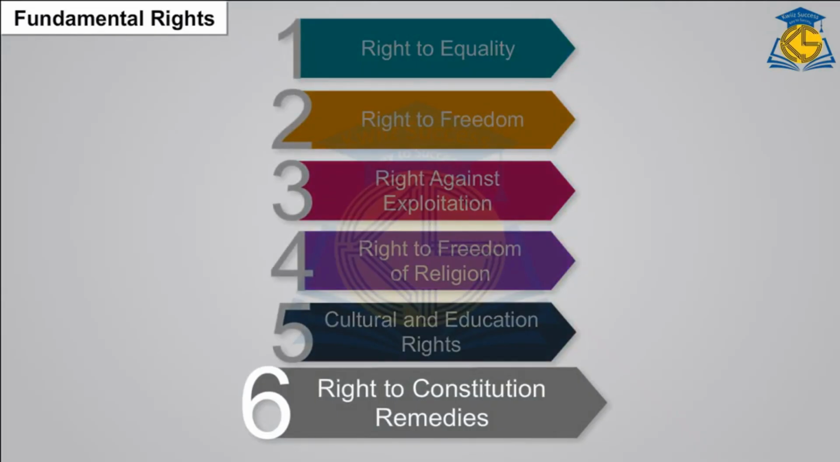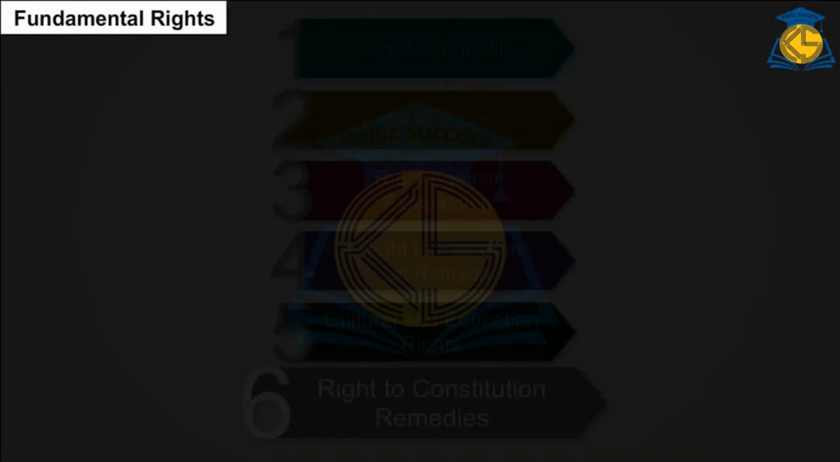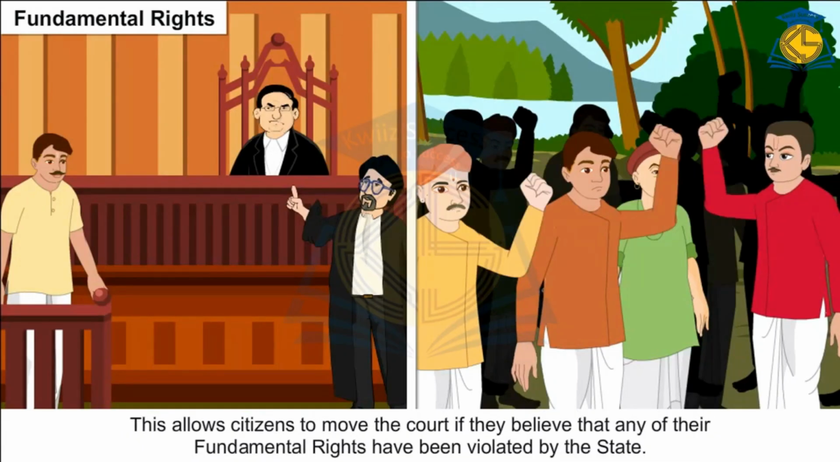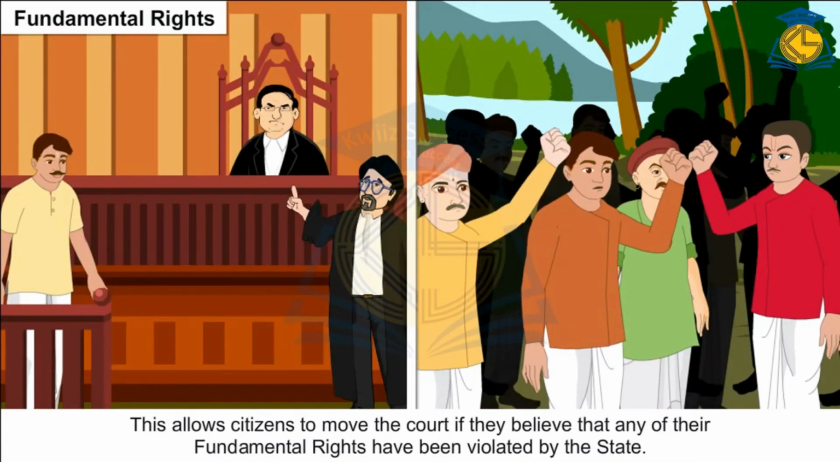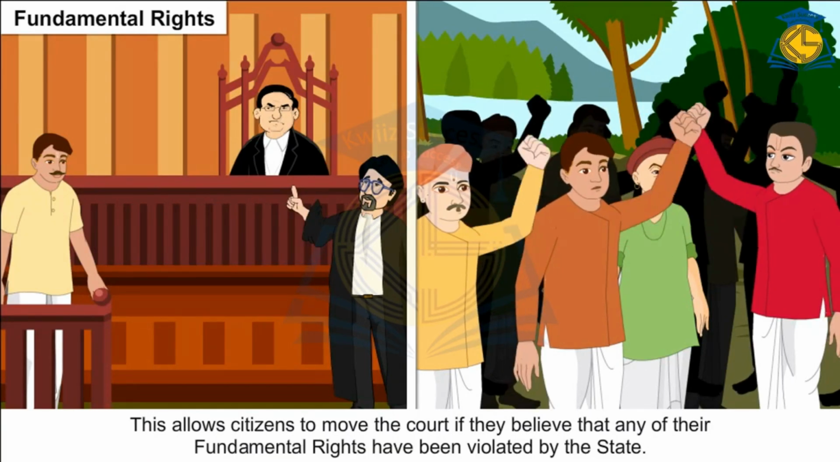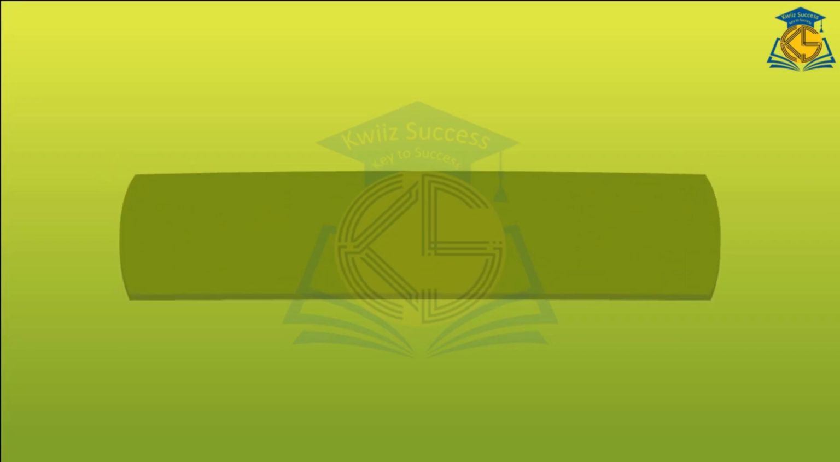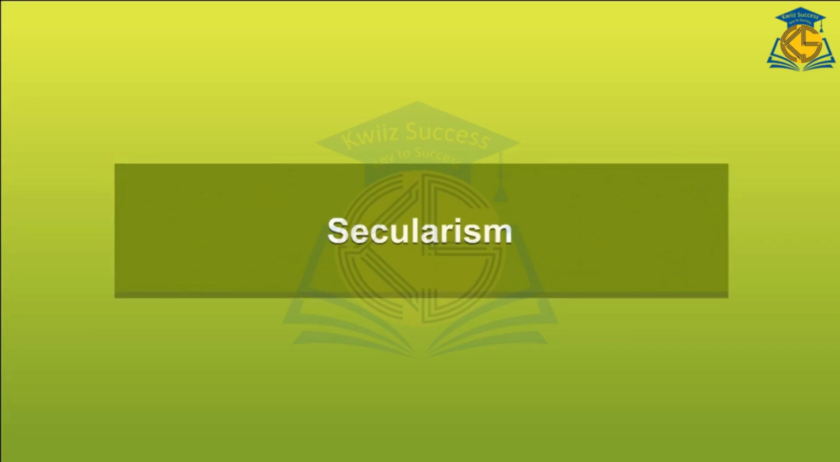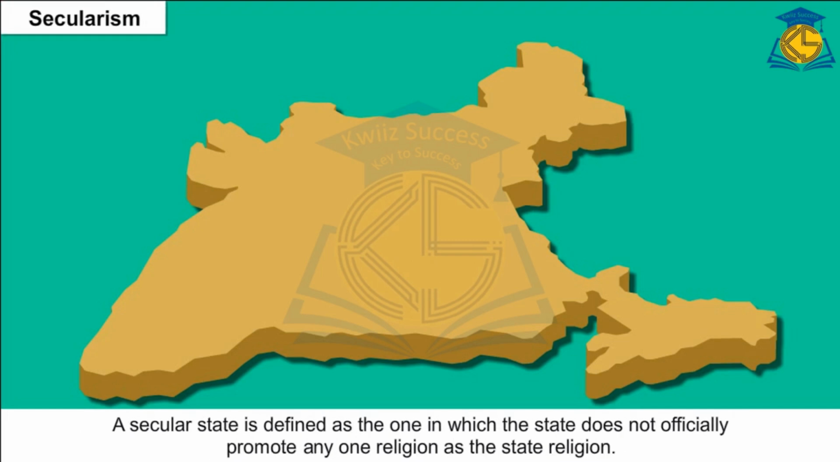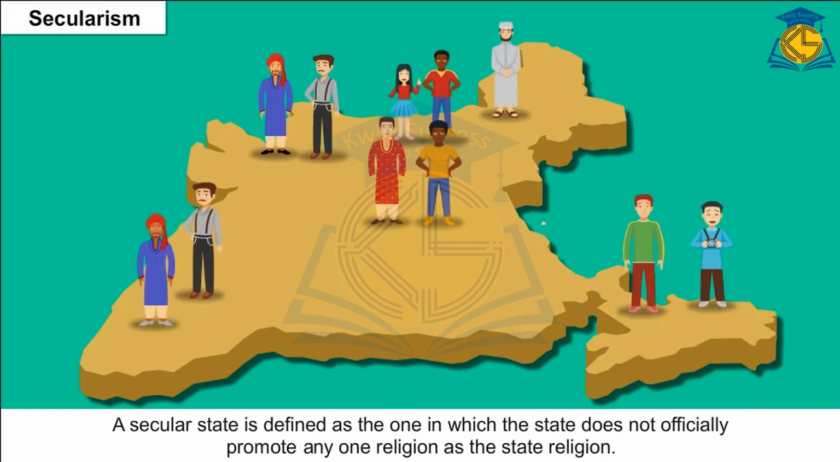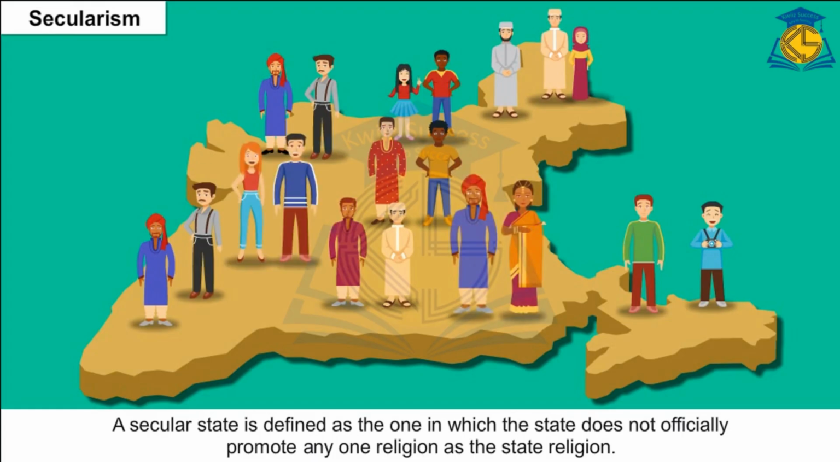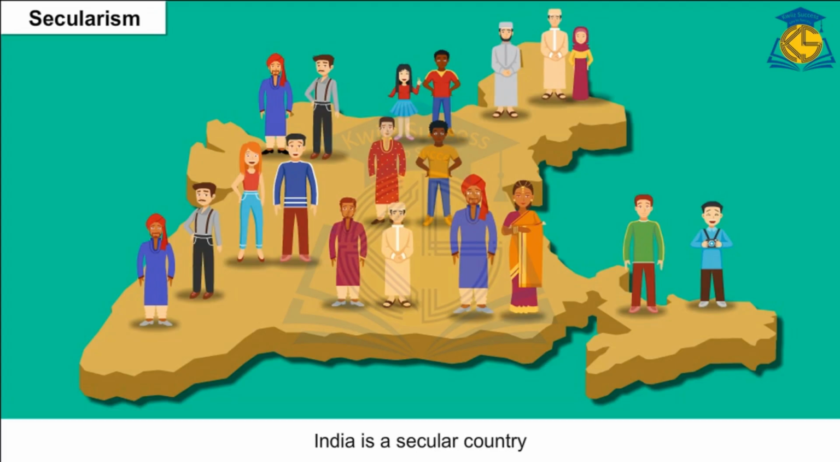6. Right to constitutional remedies. This allows citizens to move the court if they believe that any of their fundamental rights have been violated. Secularism. A secular state is defined as the one in which the state does not officially promote any one religion as the state religion. Example: India is a secular country.